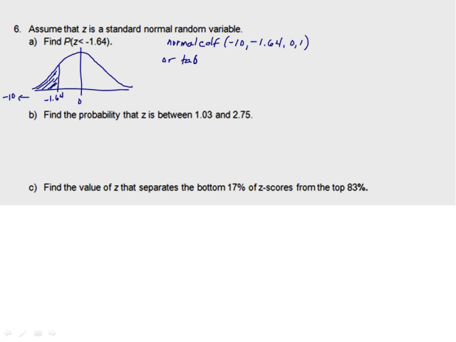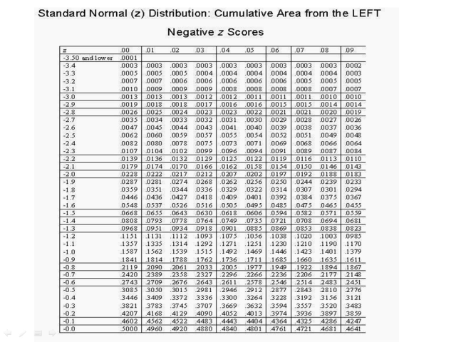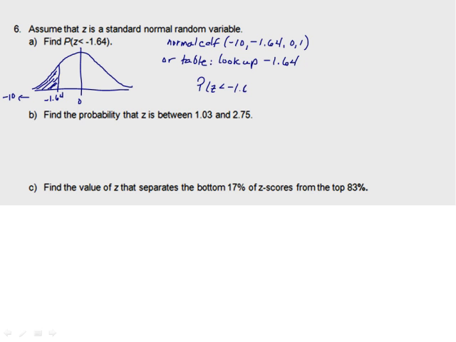Now if we use the table, since the shading goes to the left, all we have to do is look up our z-score, which is negative 1.64. And here's half of the table, and if we find the negative 1.6 in that row and the 0.04 in that column, where they intersect is right there, so there's our value of 0.0505. That means our probability that z is less than negative 1.64 is approximately 0.0505. That should be close to what you get on your calculator.